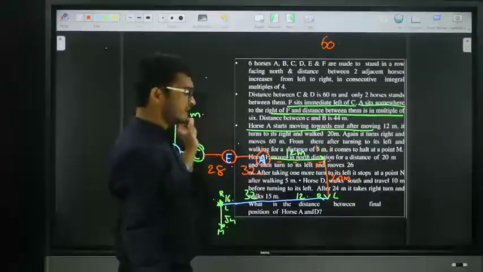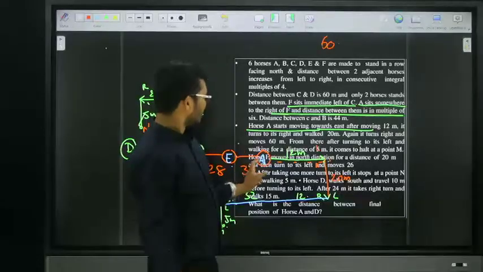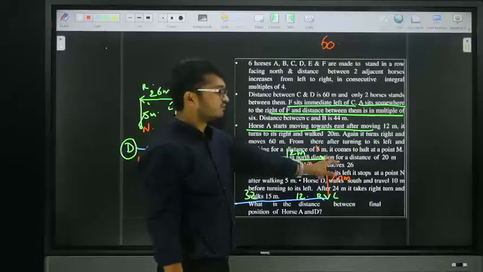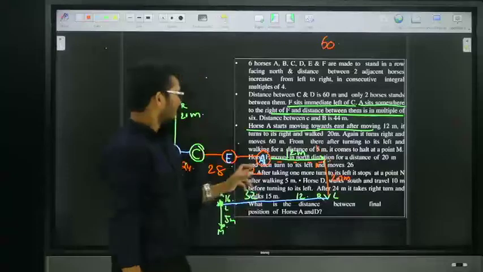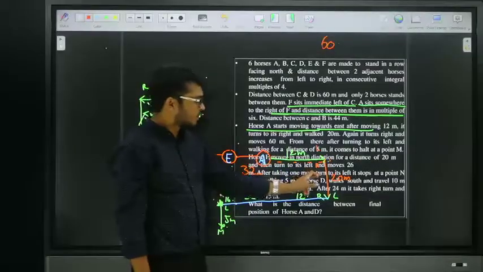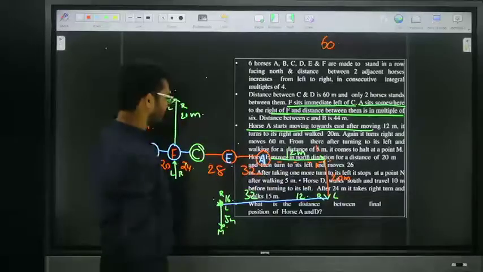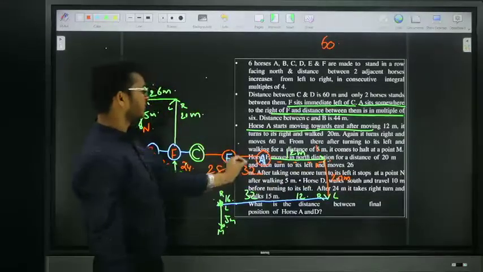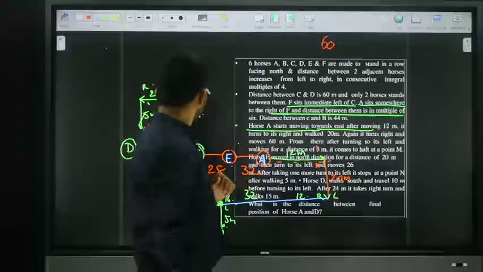Friends, here they mention for RCF the given is: RCF moves in a north direction for a distance of 20 meters and turns to his left and moves for 26 meters. After walking, one more turn to his left and stops at point N after walking 5 meters. Completed. Now, friends, the next one is what?